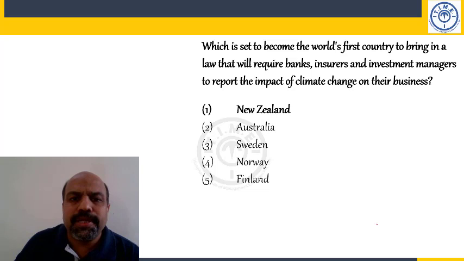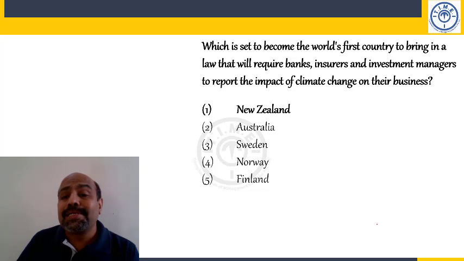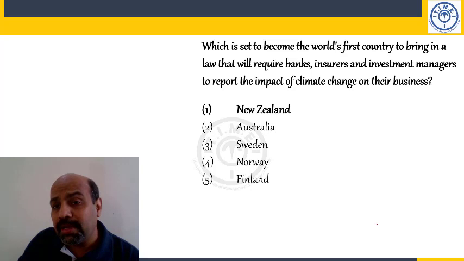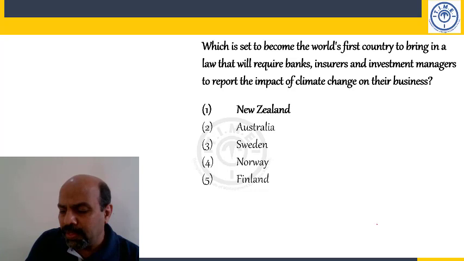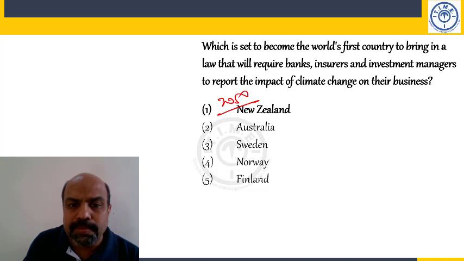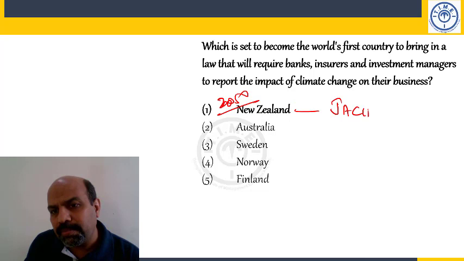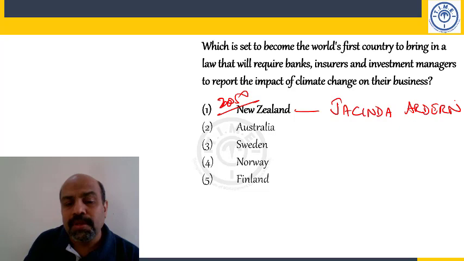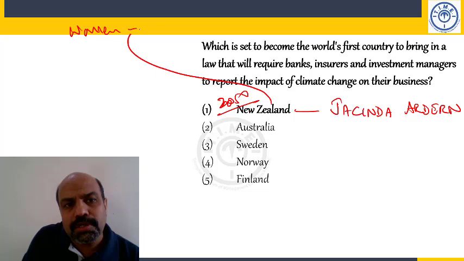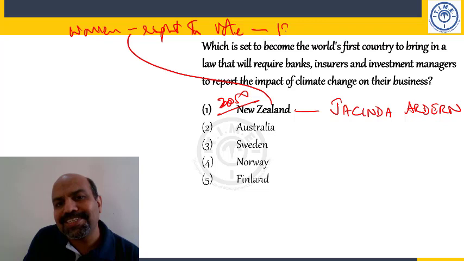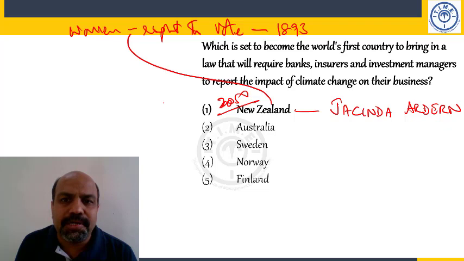Which is set to become the world's first country to bring in a law that will require banks, insurance and investment managers to report the impact of climate change on their businesses. Now these are all service sector things. Manufacturing companies have been told in the past to calculate the impact of their activities on environment, on climate, but now even service companies have been asked to do that by New Zealand. Because New Zealand wants to be a carbon neutral country by 2050, that's their target. New Zealand's Prime Minister is Jacinda Ardern. And if I'm not wrong, New Zealand was the first country to give women the right to vote. This was my childhood quiz question. 1893. I could be incorrect, but I think I am right.